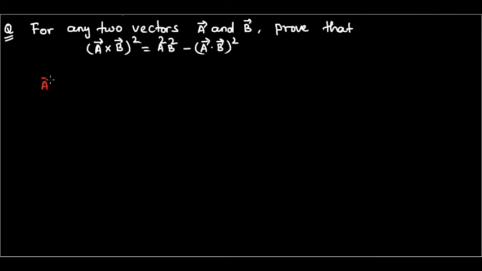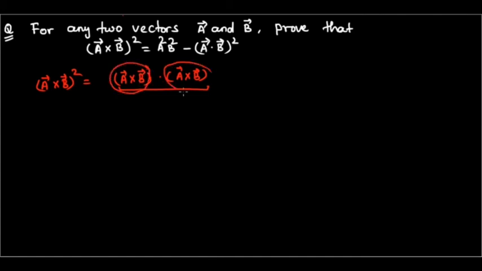It is given that (A cross B) whole square. So we know that (A cross B) whole square means what? (A cross B) dot (A cross B), and this result will be a scalar quantity, because we are multiplying these two vectors. We know that A cross B is also a vector, so we are multiplying these two vectors using dot product. Suppose A cross B is C, this is also C, so basically we are finding C dot C. It means the result is a scalar quantity.